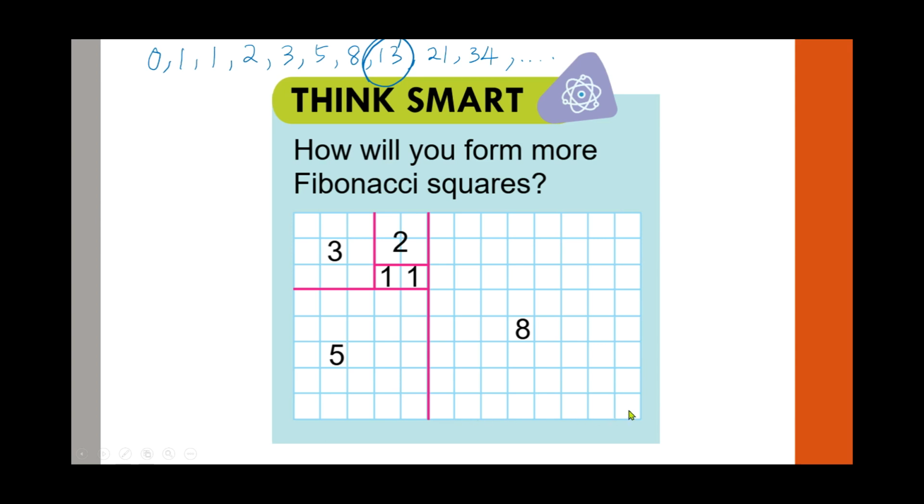You choose the bottom because this is 8 already. 8 plus 5 is 13. So we are going to carry on our drawing down here at the bottom to get a 13 times 13 square. Or on top also can, because 8 plus 2 plus 3, we also can get the number 13. So you either draw it on top or at the bottom, and then just continue with 21, 34. You can try this out yourself. This is just another game for you.